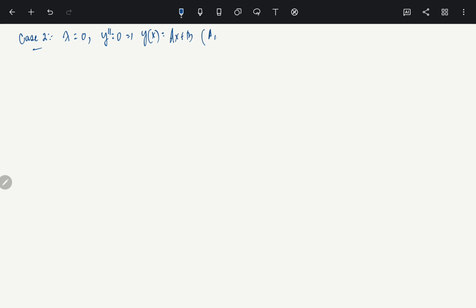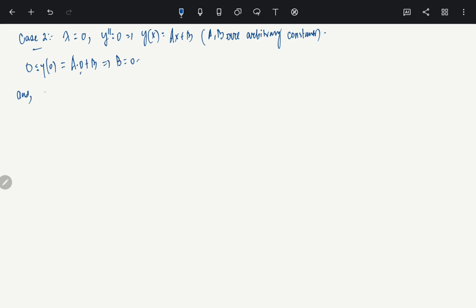This is very easy to do. A and B are arbitrary real constants, of course. Now you see our initial condition: y(0) equals 0. That gives me A times 0 plus B, so this implies B equals 0. I am putting x equals 0 here, so A times 0 is 0, plus B is going to be 0. So B is 0.